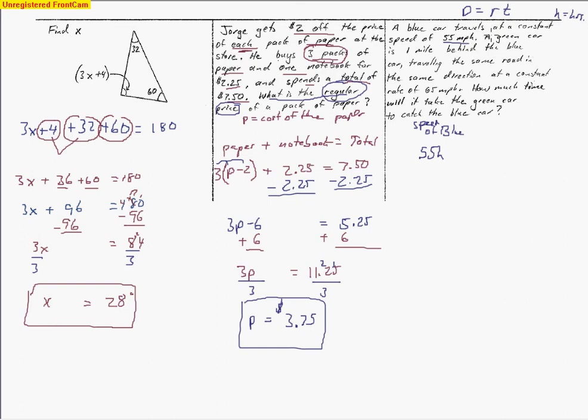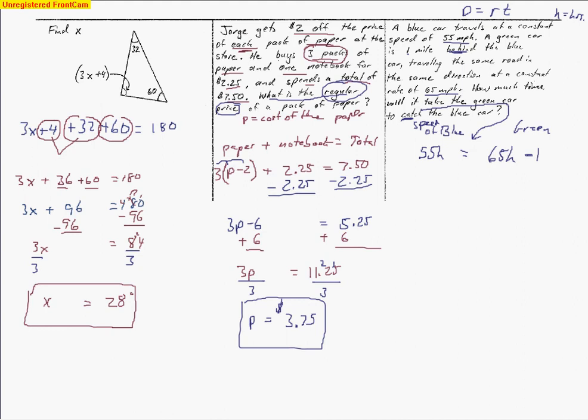So it says a green car is 1 mile behind the blue car. So this is the green. 1 mile behind, so I'll just put a minus 1 there. Since it's behind, that's why I put the minus. And traveling the same road in the same direction at a constant rate of 65 miles an hour. So 65 times the hours gives me a distance. How much time will it take the green car to catch the blue car? Alright, so catch means be at the same spot. So that's why I set them equal to each other.